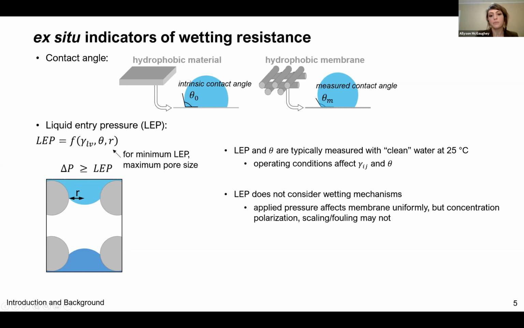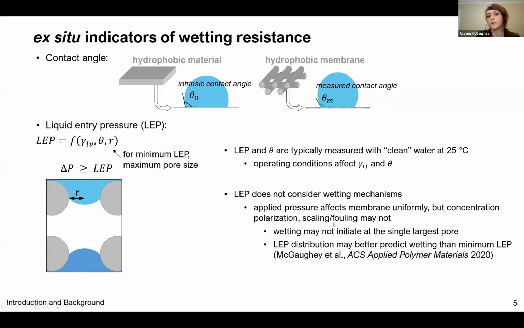LEP also does not consider the wetting mechanisms that occur during MD, and I'll mention those on the next slide, but applied pressure, as is used in LEP measurement, affects the membrane surface uniformly. Concentration polarization, and especially scaling and fouling, may not. They can be heterogeneous on the membrane surface. So in these cases, wetting may not initiate at that largest pore, the maximum pore size, but instead where scaling or fouling is most severe.